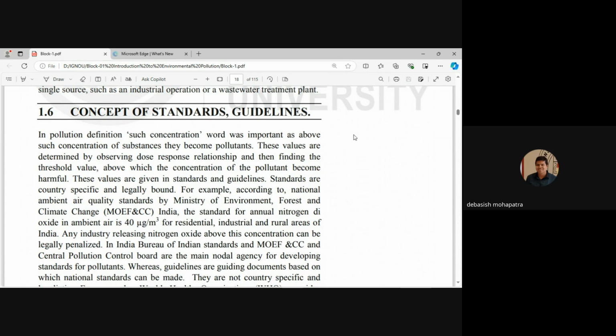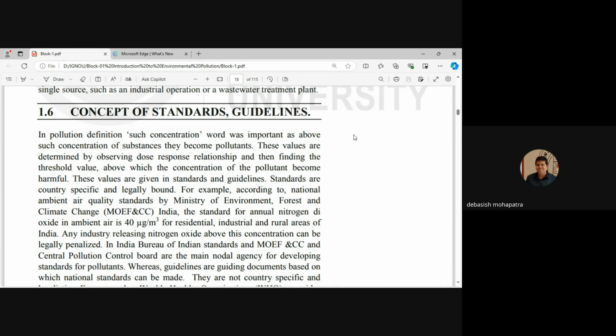Then the concept of standards and guidelines. Every government and the people who see how the world will work properly have set up guidelines and standards so that we can check pollution. In pollution definitions, concentration was important, as above. Such concentrations of substances become pollution.